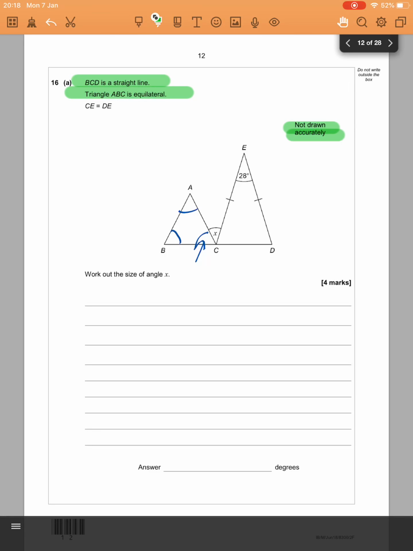We're also told that CE equals DE, so it's saying that this line here is the same length as this line here. And they've been helpful because they put a little mark on each line there and there to tell you that they are the same length. And that means that this is an isosceles triangle, meaning that because the two sides are the same length, these two angles are the same. So you can now use the facts you know about triangles to use all three of those angles to find the missing angle at C.